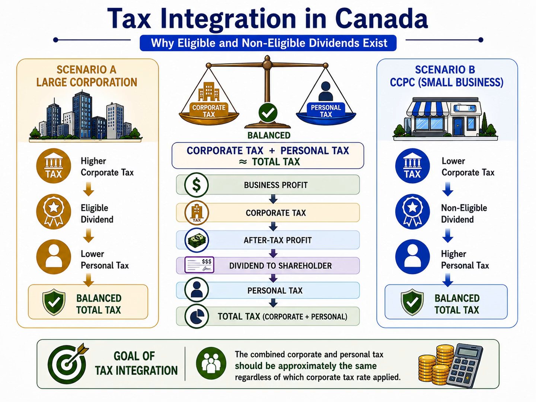Rather than focusing only on the corporate tax or only on the shareholder's personal tax, Canadian tax law considers the total tax paid by both the corporation and the shareholder together. The key takeaway is that eligible and non-eligible dividends exist to support tax integration. They are not intended to give one shareholder an advantage over another. Instead, they adjust the shareholder's dividend tax credit based on the amount of corporate tax that has already been paid, helping ensure that the combined corporate and personal tax is approximately the same regardless of the corporation's tax rate.